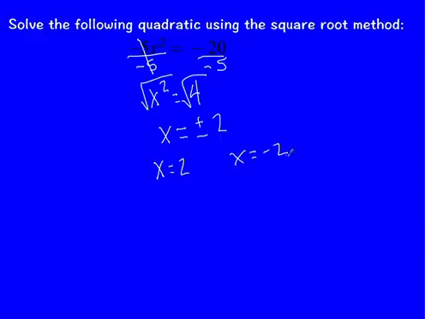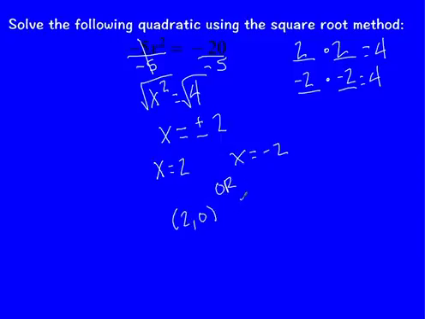The reason that I also have the negative answer is because if I think about two numbers that I will multiply together to get 4, the first one that you think about is probably 2 times 2. But remember that you can also multiply negative 2 times negative 2 to get 4, because a negative times a negative always gives you a positive, and then of course 2 times 2 always gives you 4. So your two answers would be x equals 2 and x equals negative 2, or you could write those as coordinates, so 2, 0 and negative 2, 0.